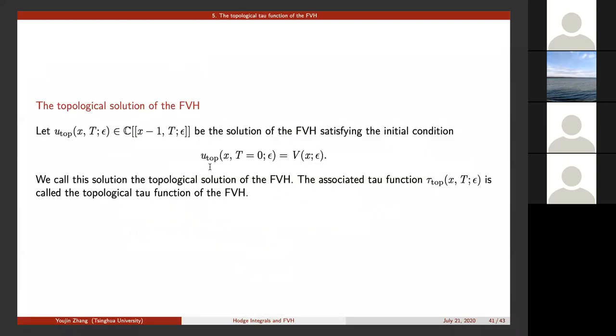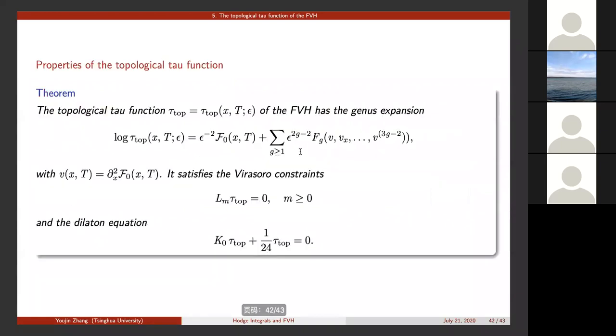And this particular function, denoted by U top, is given by this function U. Then we can prove this theorem saying that for this particular solution, the logarithm of the tau function has a genus expansion, and it satisfies the Virasoro constraints and the dilaton equation.